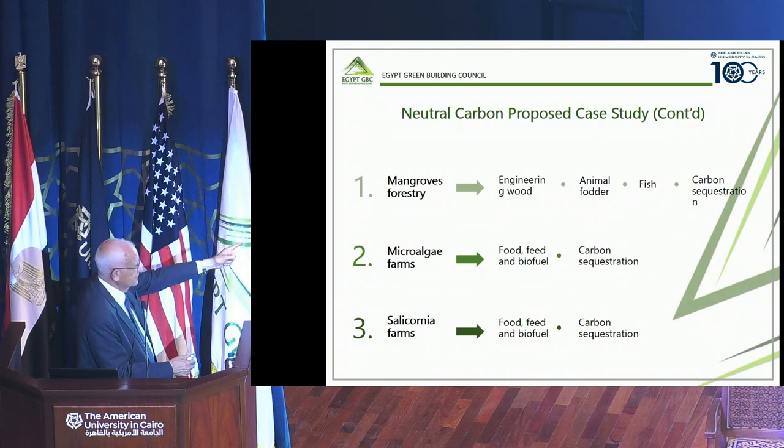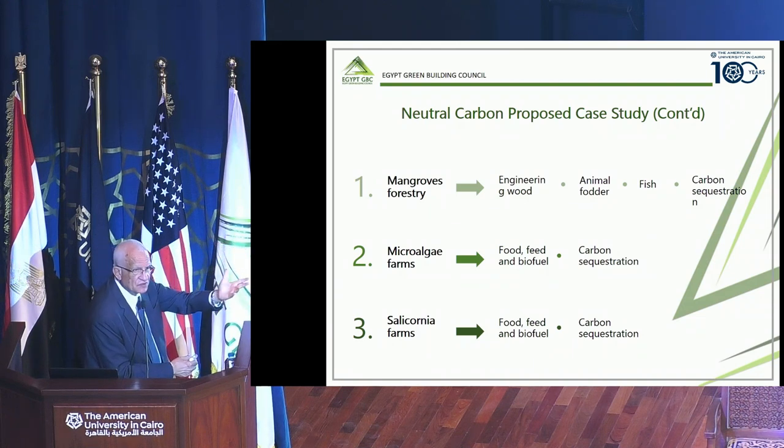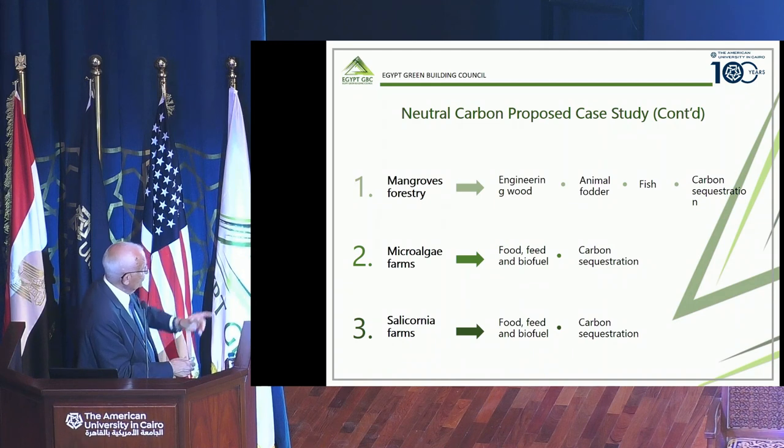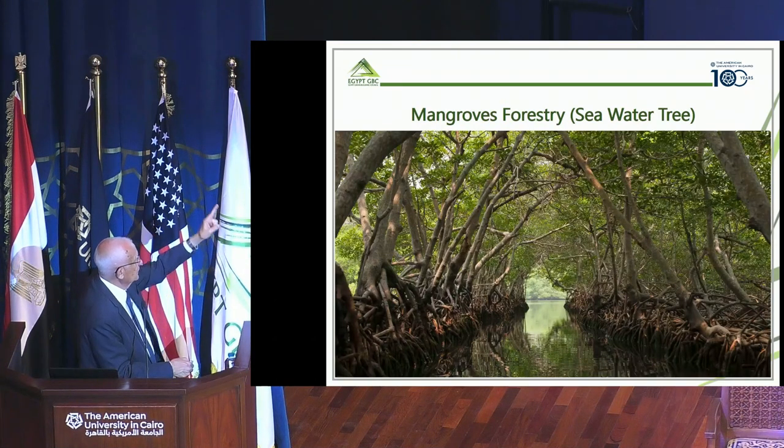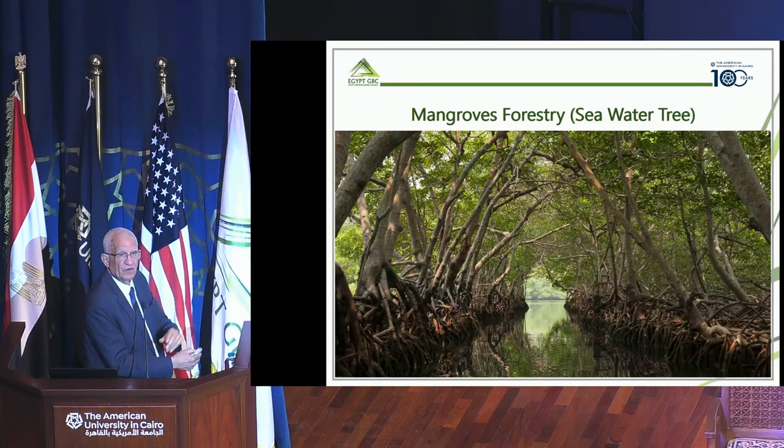Salicornia is food, as different types of food, as you'll see in a minute, and also can be used as a biofuel. And at the same time, it can be used as a carbon sequestration. And therefore, this is from mangrove forestry.